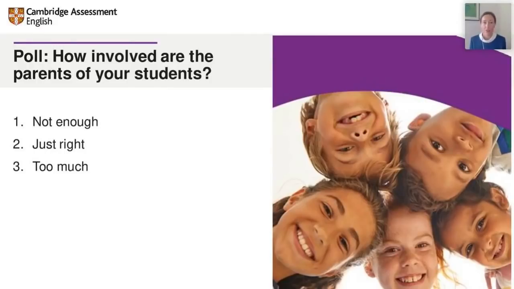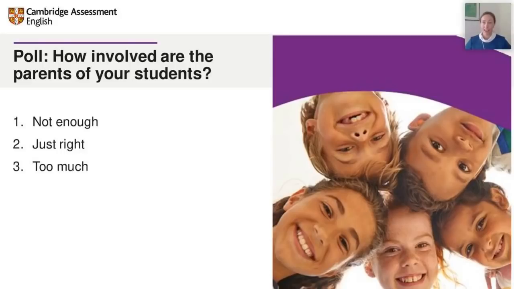So please choose from 1 to 3. 1 is not enough. You'd like them to be more involved. 2, just right. Or 3, they're too involved. You'd like them to back off a little bit. So if you click on the polls picture, you can see it there with the red dot, and you can answer that poll on the screen. And oh, actually, quite similar at the moment. I wonder which one is going to come out on top. So some people saying that you'd like parents to be more involved.